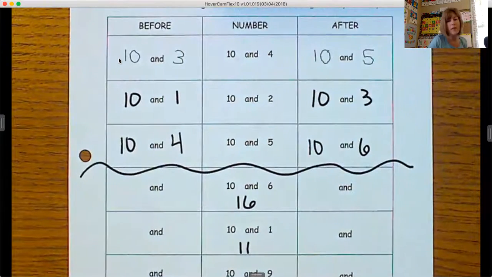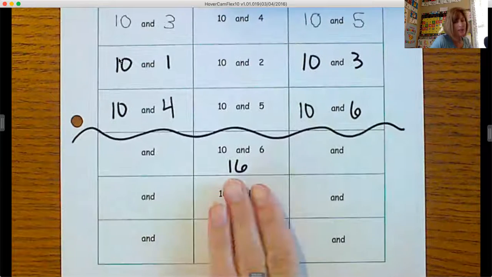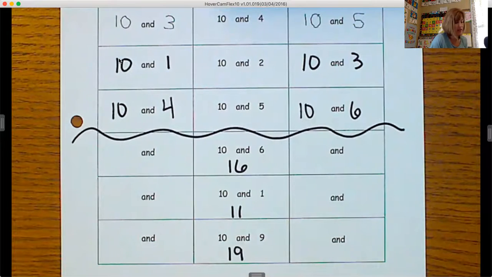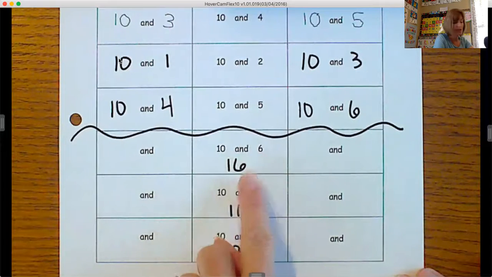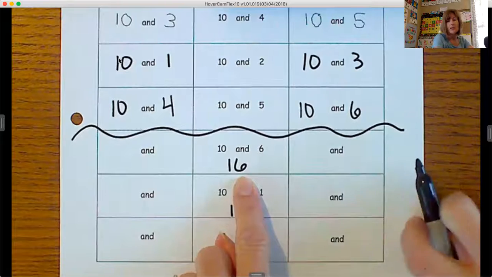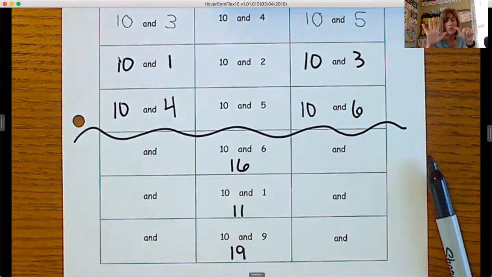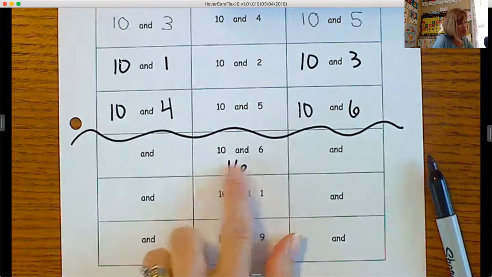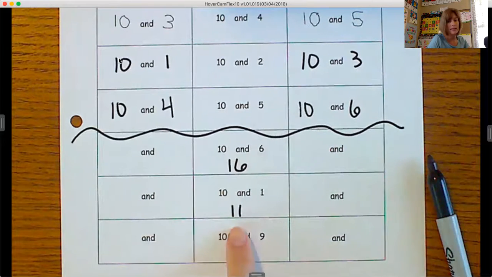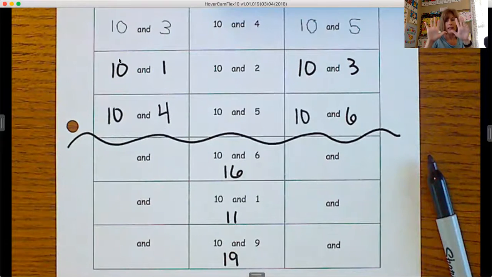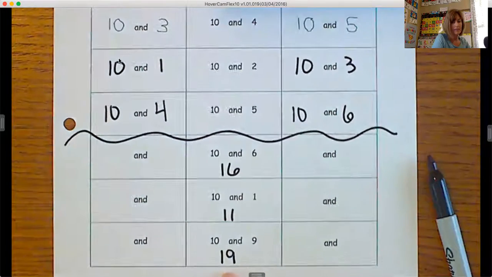All right, so I helped you with that part. I am going to change it up a little bit at the bottom, okay, just for something different. I went ahead and wrote the number of what 10 ones and 6 ones equals. That equals 16. And that just means I have 10 and 6 more. Okay, so you just have to remember that there's a bundle of 10 when we get into our teens. So I have 10 ones and 6 is 16. 10 ones and 1 is 11. And 10 ones and 9 is 19.